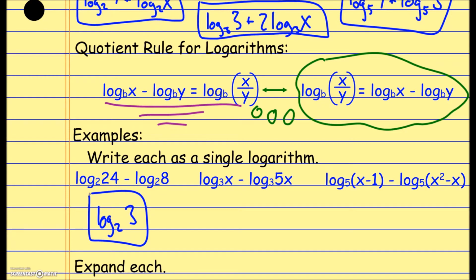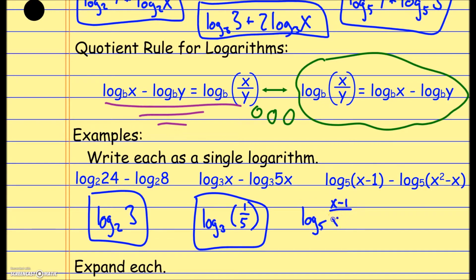Okay? Same thing with the next one. It's log base 3 of x minus the log base 3 of 5x, so I have to do the x divided by the 5x, which is going to end up giving me a 1/5 because those x's are going to cancel. Okay, so make sure you divide this in the appropriate order. Okay, and then the last one here, it's log base 5 of, it's got to be the x minus 1 divided by the x squared minus x.